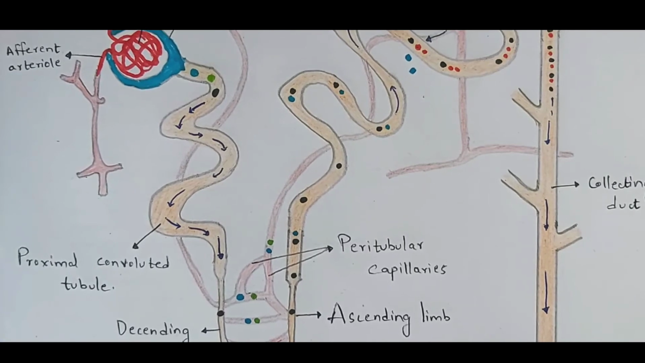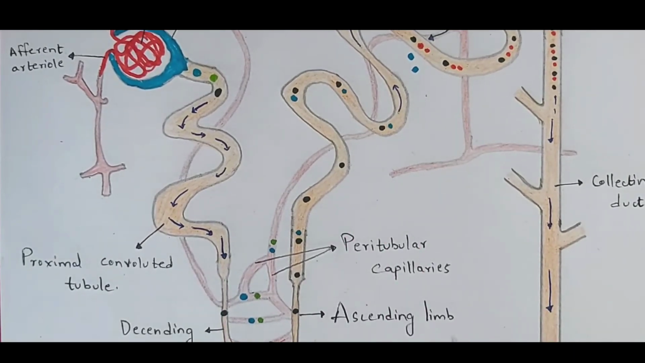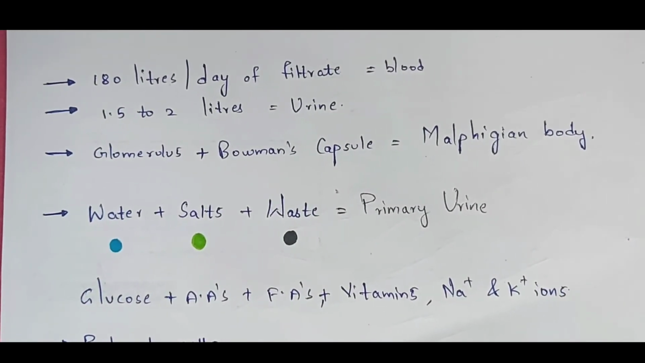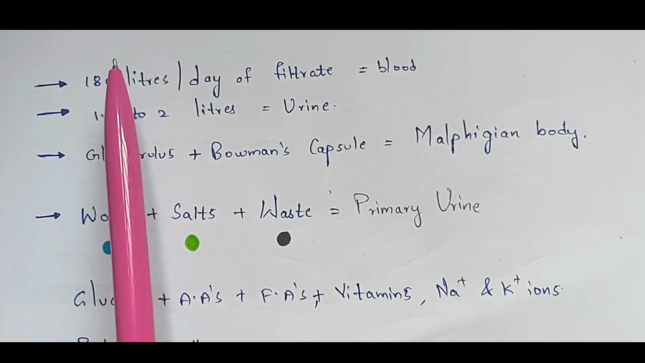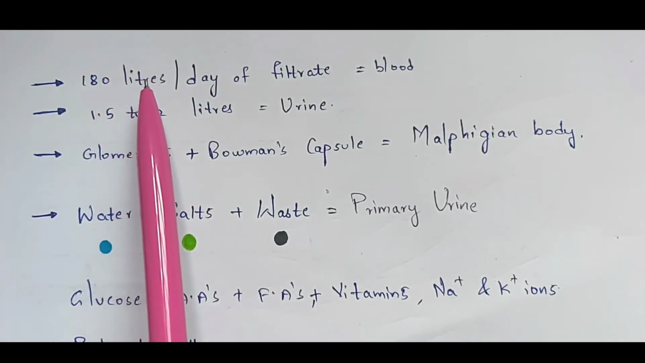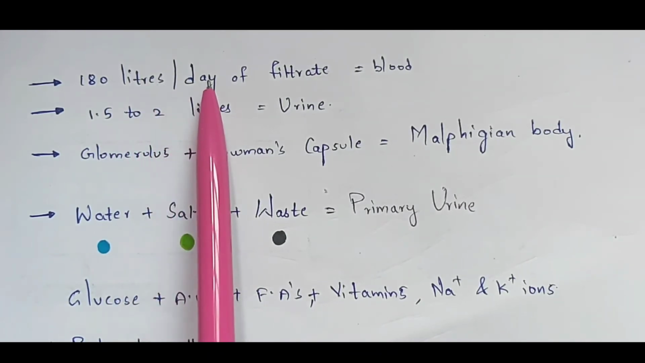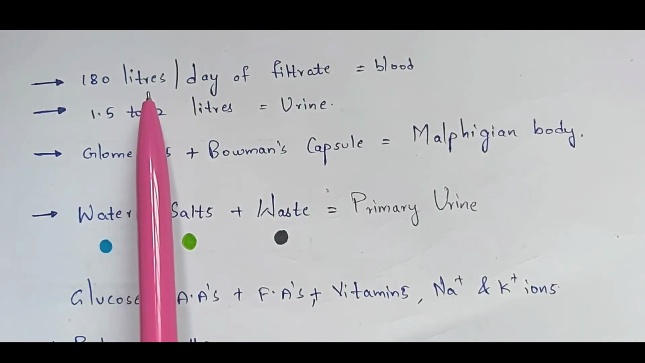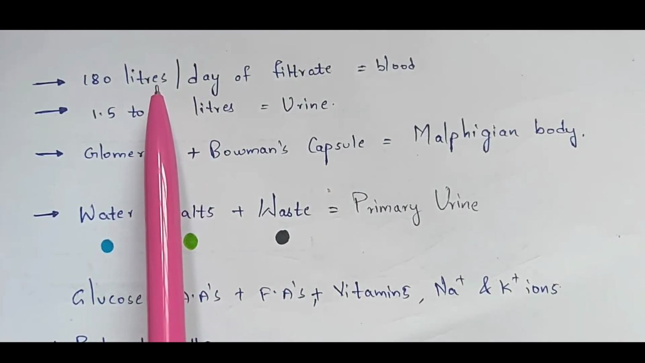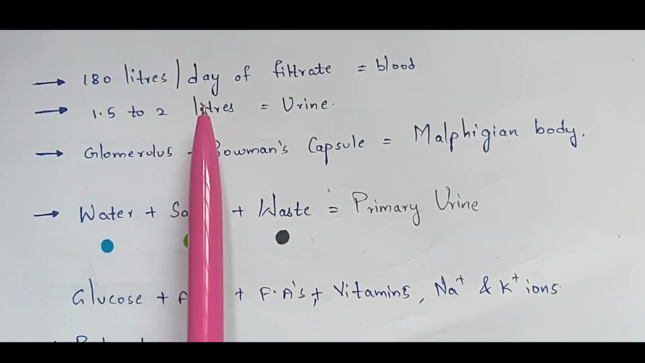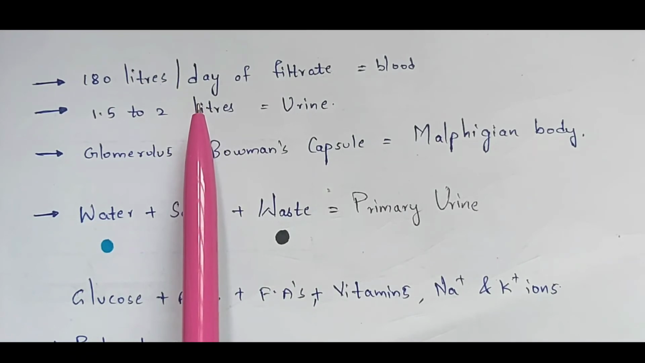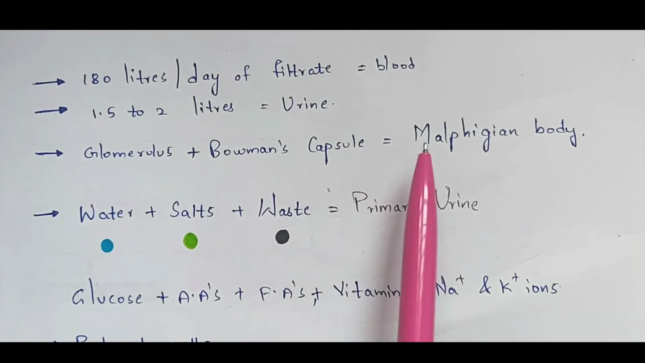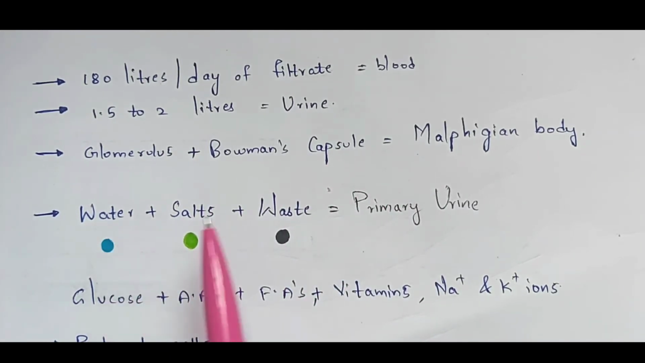So this is one of the most important steps which you have to remember in the mechanism of this nephron. So here are some of the most important things I have noted. For your better understanding, I am going to repeat it. Every day, 180 liters of blood will get filtered by the glomerulus, right? And 1.5 to 2 liters of urine will get excreted from your body every day. So glomerulus plus glomerular capsule together constitute the Malpighian body, which I have told you before.